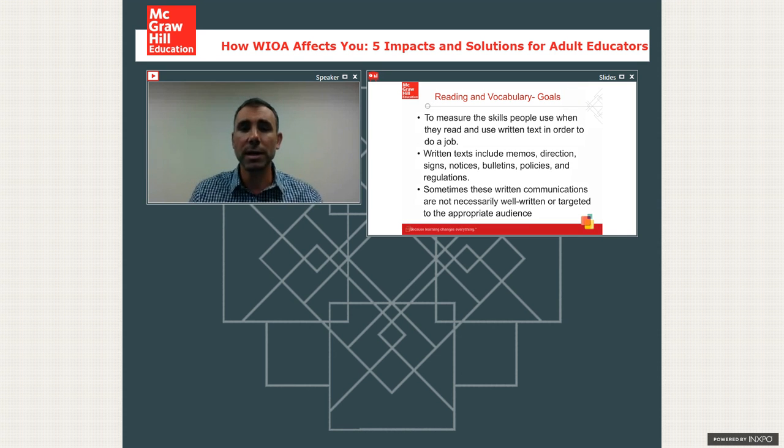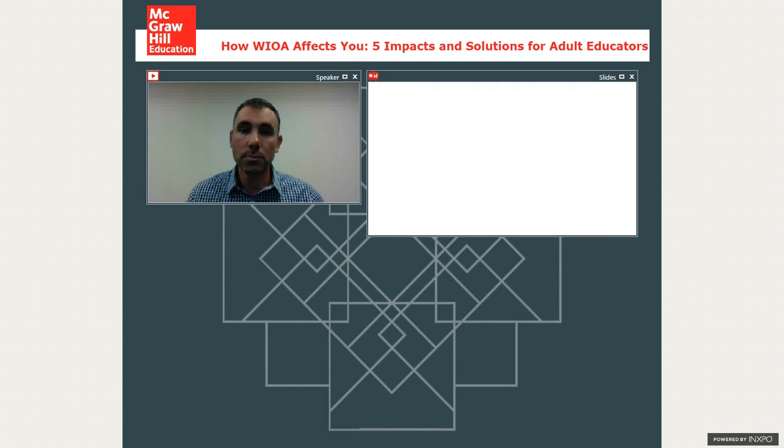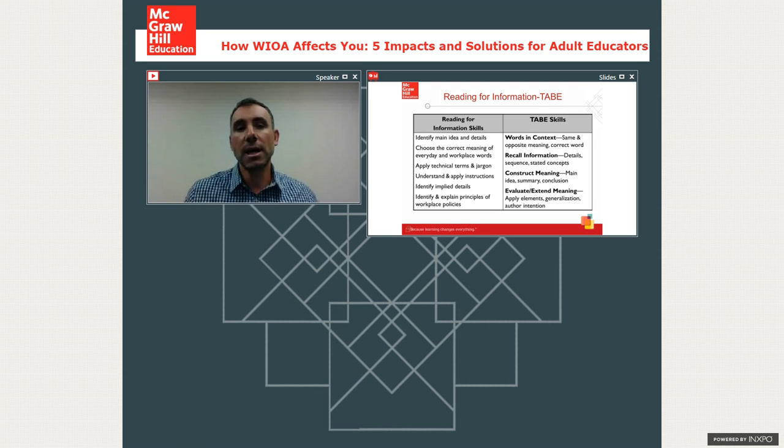When we're teaching workplace skills, such as reading and vocabulary or math and locating information, we need to stop and not just go, this doesn't align to TABE, but start thinking about how these contextualized skills that are workforce-oriented align to the tests that I am being asked to administer. Because in many cases they do.